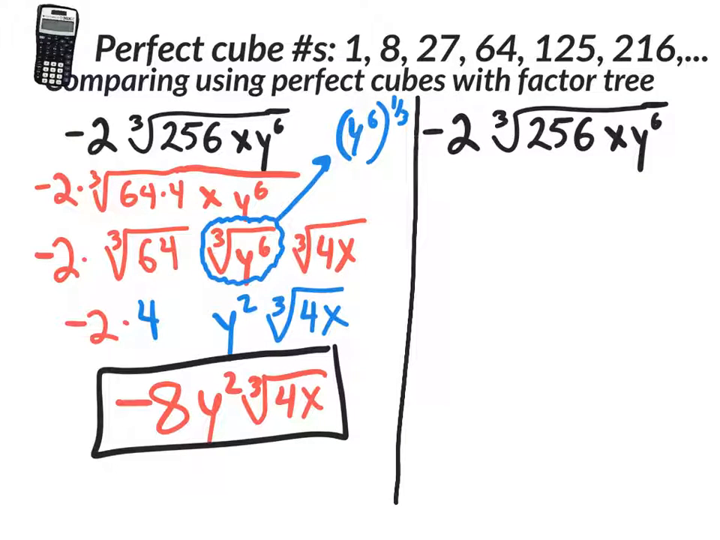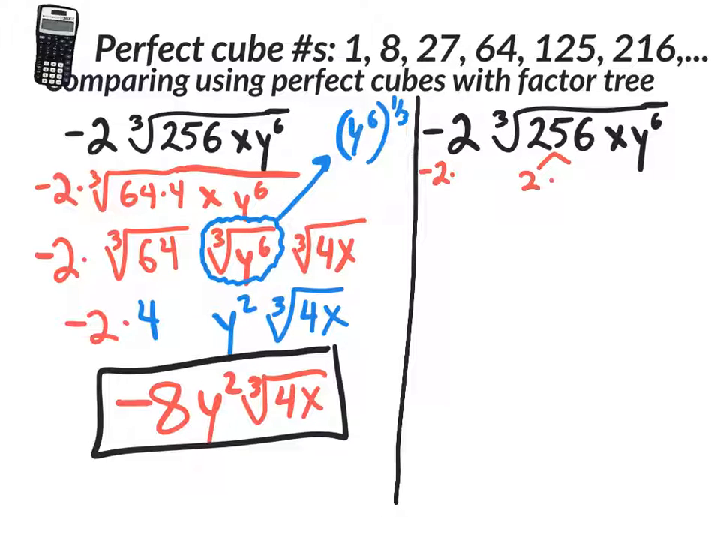So the negative 2, I'm just going to leave it there. I know I'm going to have to multiply after I factor. And I'm going to go with 256. 256, I need to break it down with multiplication. And I want to go with the easiest thing in my mind, which would be dividing by 2. So 256 is really 2 times 128.